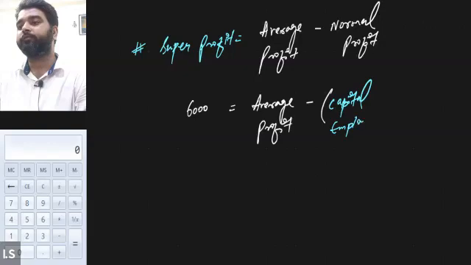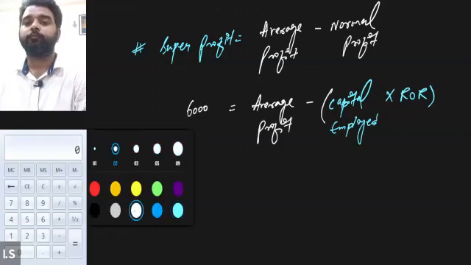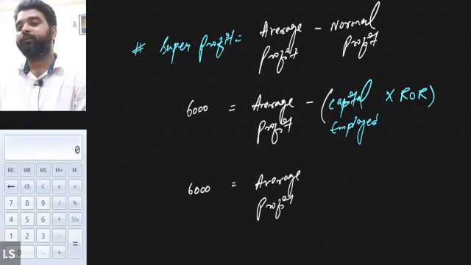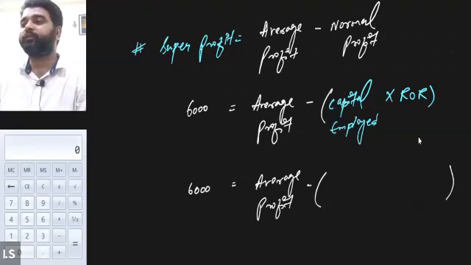Capital employed with the rate of return. Is that right, all of you? Yes. Okay. Now, after this, all we need to find is the value of the capital employed. But the thing is that capital employed is not given in the question. However, the rate of return or the rate of interest is given in the question.